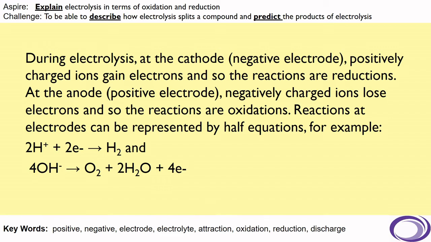Now the two examples I've shown you here are the half equation for hydrogen and the half equation for hydroxide. I did mention these earlier, but remember, when you are looking at oxygen forming at the positive electrode, it is the hydroxide ion being discharged. So there is also water being produced. It's really good practice to learn these two half equations because you could be asked for them.